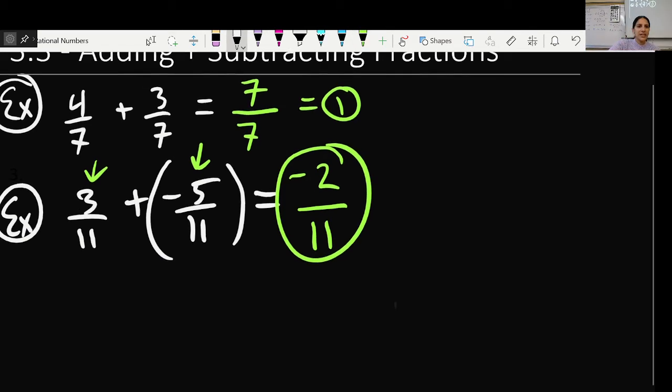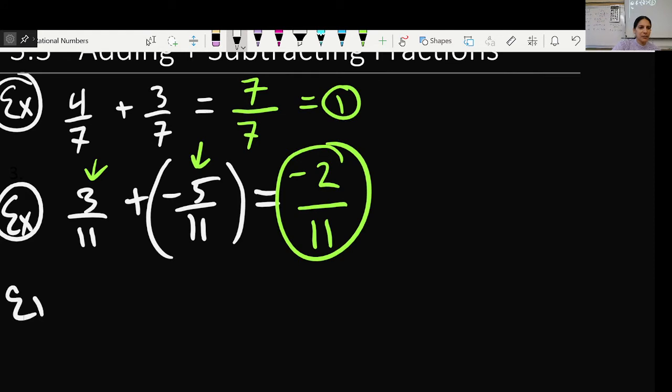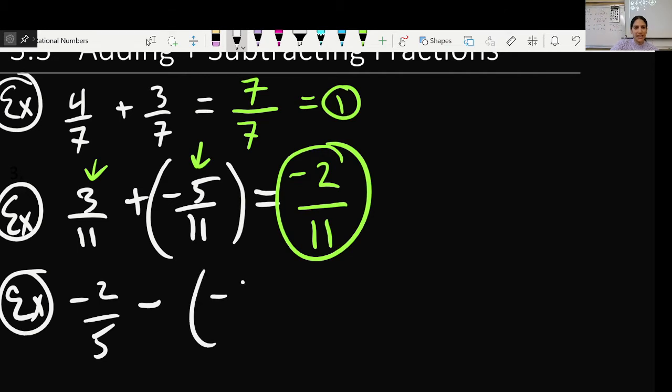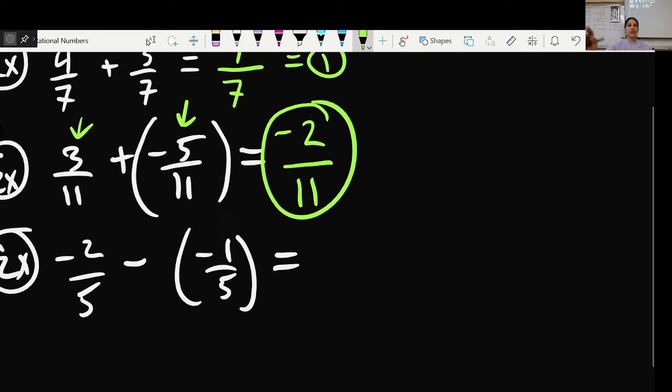Good. Okay, so then let's add a little bit more to it. Let's say we have negative 2 over 5, and we want to subtract from it negative 1 over 5, and find what that is equal to. So again, there's a little bit more going on this time.